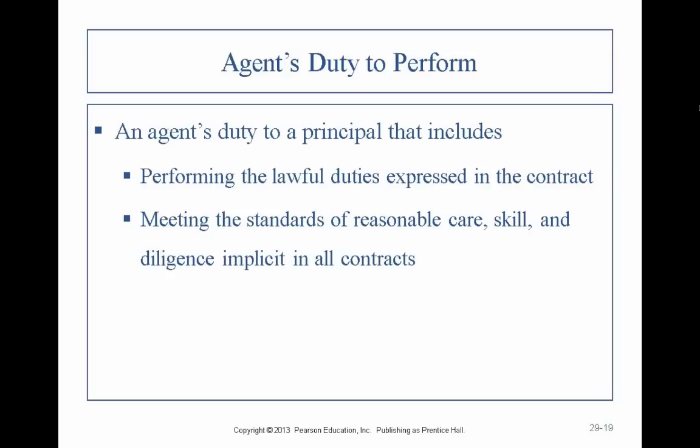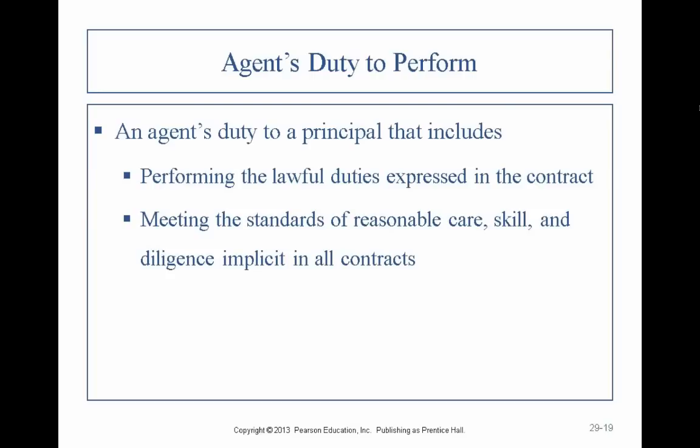So inherent in that agency relationship is a duty to perform the lawful duties expressed in the contract. What is an agency if not a contract? Whether it's written, oral, expressed, or implied, it's basically one party agreeing to act on behalf of the other party. And contractually, the only way you perform is that you do what you're supposed to do under that contract, meeting the standards of reasonable care, reasonable skill, and diligence implicit in all contracts. Do what a reasonable person would do.